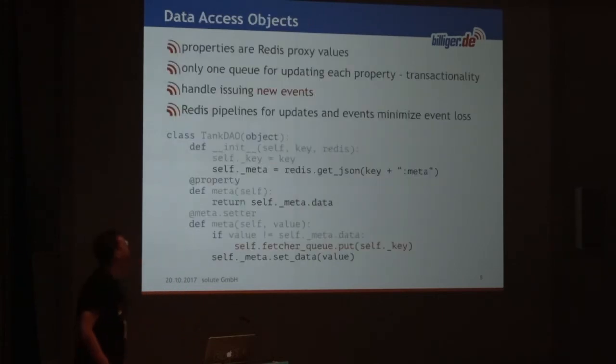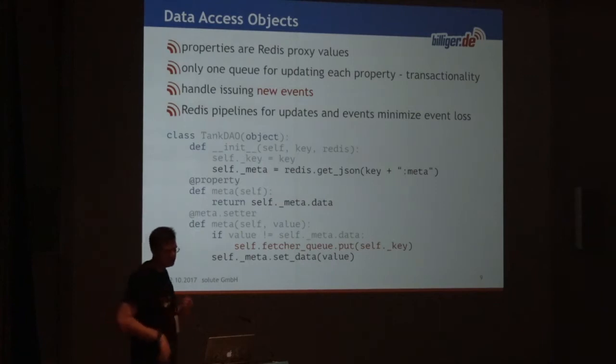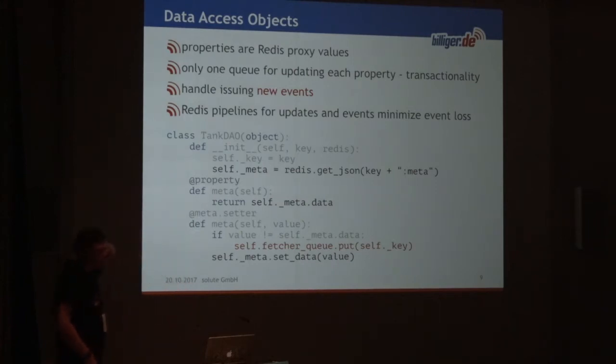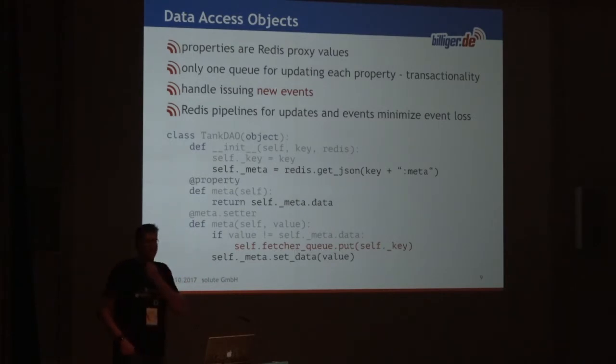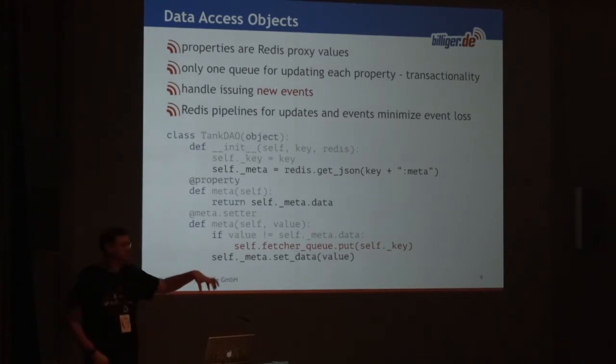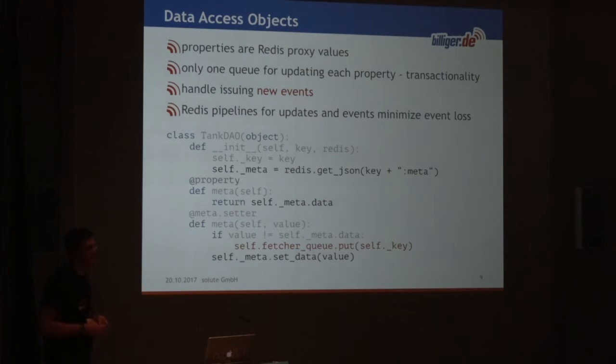Now, how do we talk to the sharded Redis that is behind as a data store? Basically, there's a Python Redis driver that you can use, that features proxy values, which you can use to represent values in Redis and just interact with them as if they were local on your machine. Redis itself is not transactional, if you don't do special tricks like I said before, with stored procedures essentially in Redis itself.